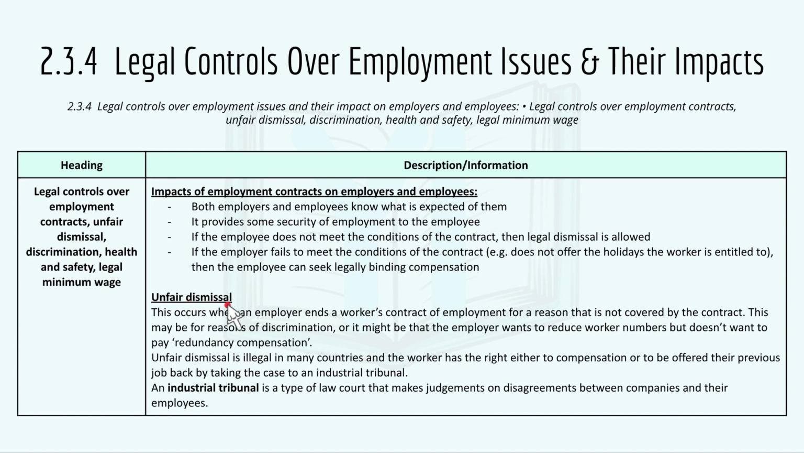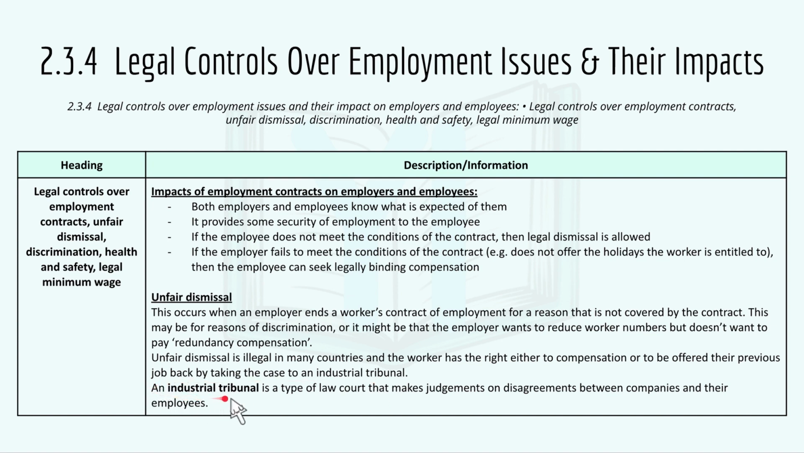Unfair dismissal occurs when an employer ends a worker's contract of employment for a reason that is not covered by the contract. This may be reasons of discrimination, or it might be that an employer wants to reduce workers' numbers but does not want to pay redundancy compensation. Unfair dismissal is illegal in many countries, and the worker has the right either to compensation or to be offered their previous job back by taking the case to an industrial tribunal.